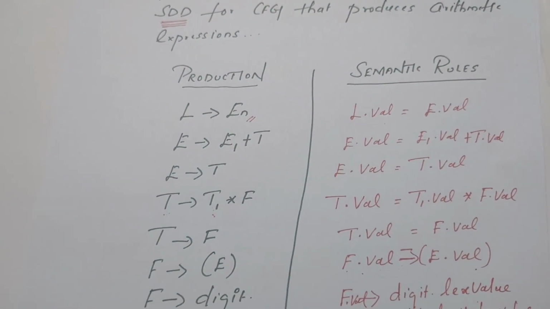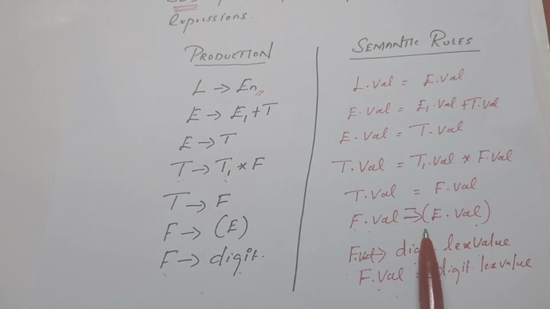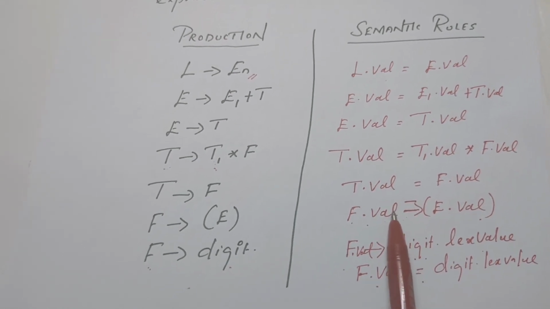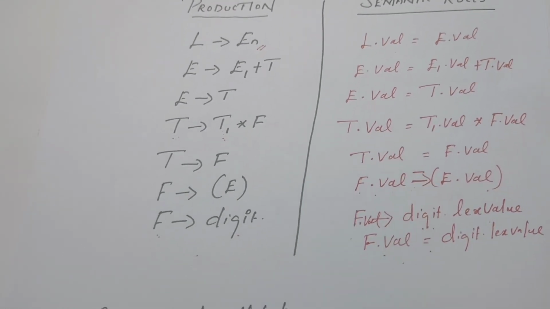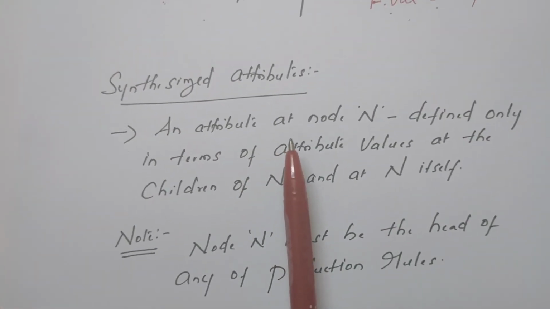I said already there are two types of attributes. In this SDD, the attribute is value. I think you would have understood that. There are two types of attributes: one is synthesized attribute, another one is inherited attribute.